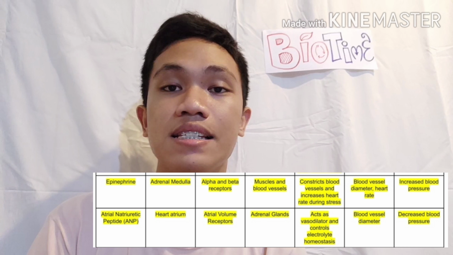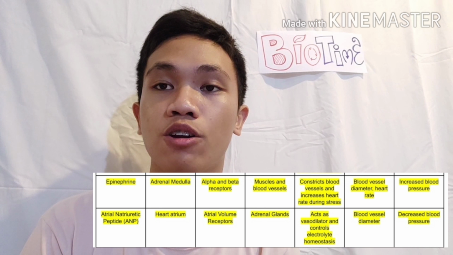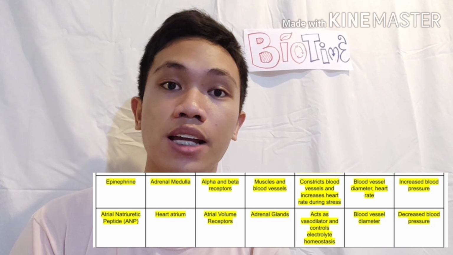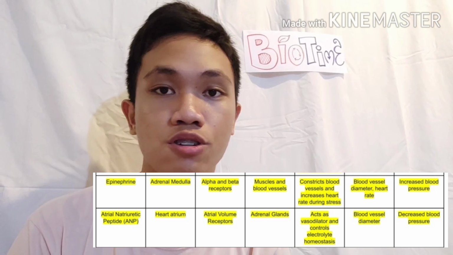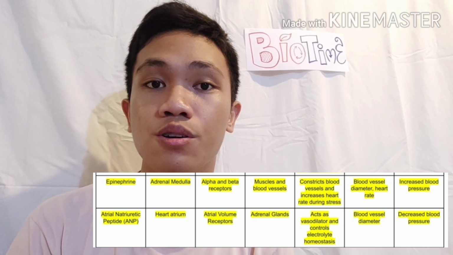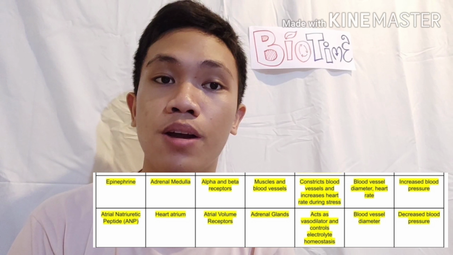And lastly, our fifth hormone is the atrial natriuretic peptide, or the ANP, created in the heart atrium and binds to atrial volume receptors in the adrenal glands. It acts as a vasodilator and controls electrolyte homeostasis, which decreases the blood pressure. All these hormones are important in blood pressure regulation.